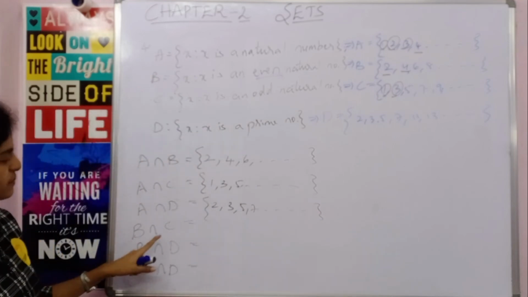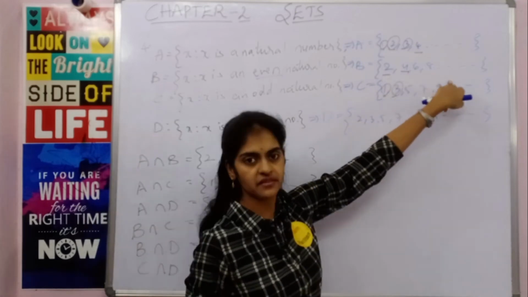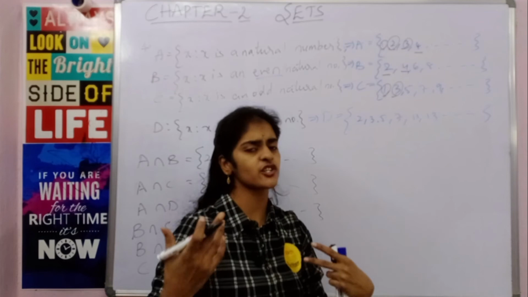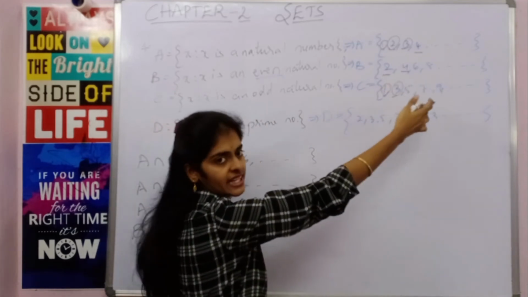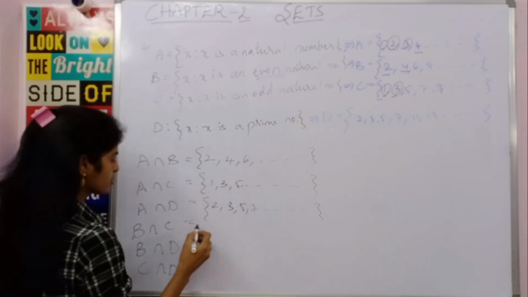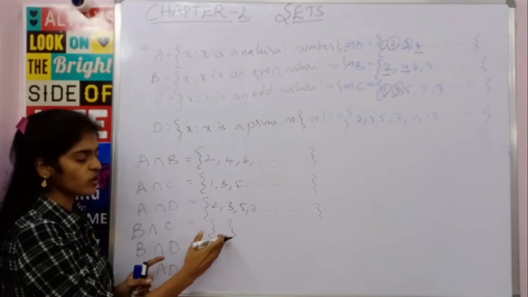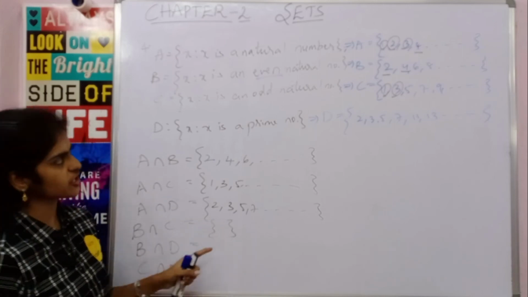Okay, now what is B intersection C? B is a set of all even numbers. C is a set of all odd numbers. So what will be the intersection of B and C? Whatever elements you find in B, you are not finding in C. Just check. So B intersection C will be just a null set. There are no common elements. So it is a null set. Okay, no elements. Clear?